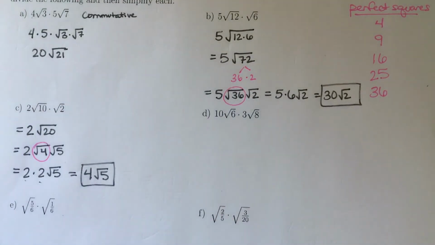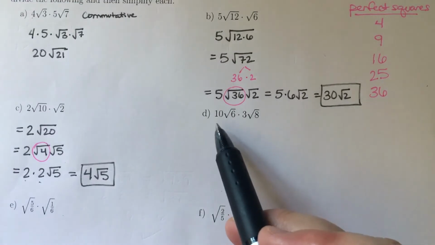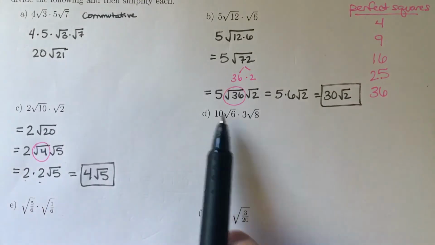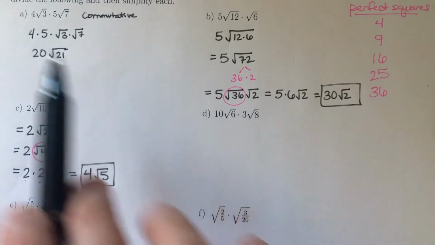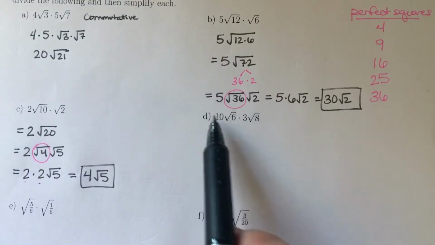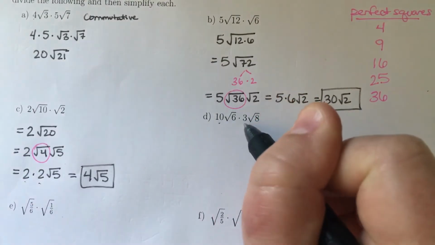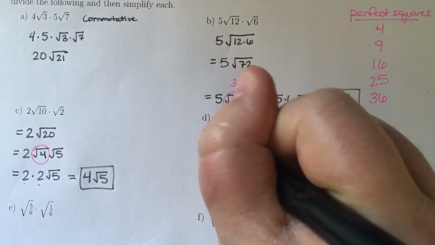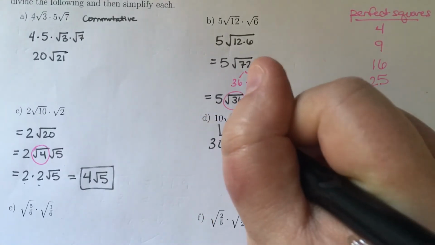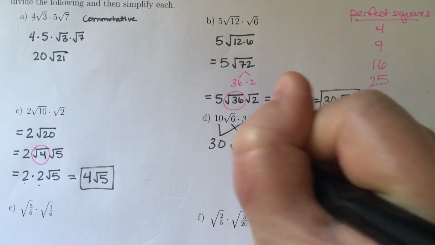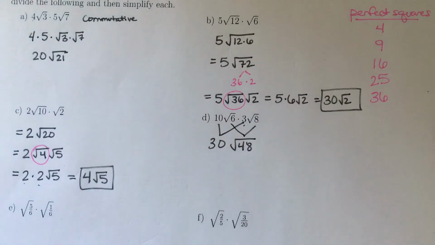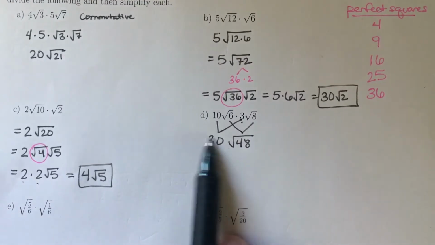All right, hopefully that's making sense. Part D here is very similar to part A, where we have two different coefficients. Remember what we did in part A was recognize that if these are all multiplied, we can flip the order around. So I can just multiply the 10 times 3, and that gives us 30. And then I want to multiply the square roots together. That would be the square root of 48. 6 times 8 is 48.